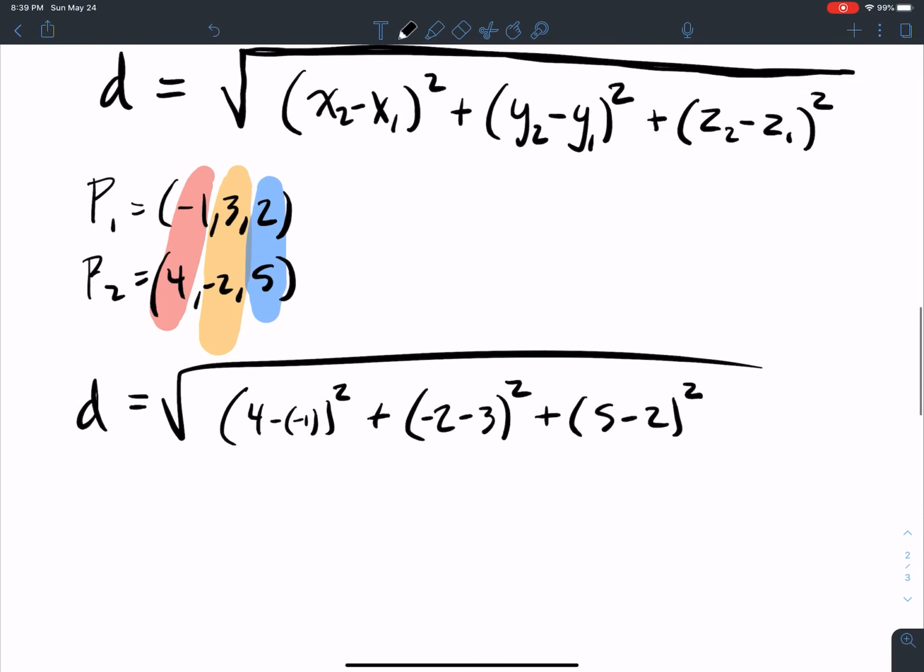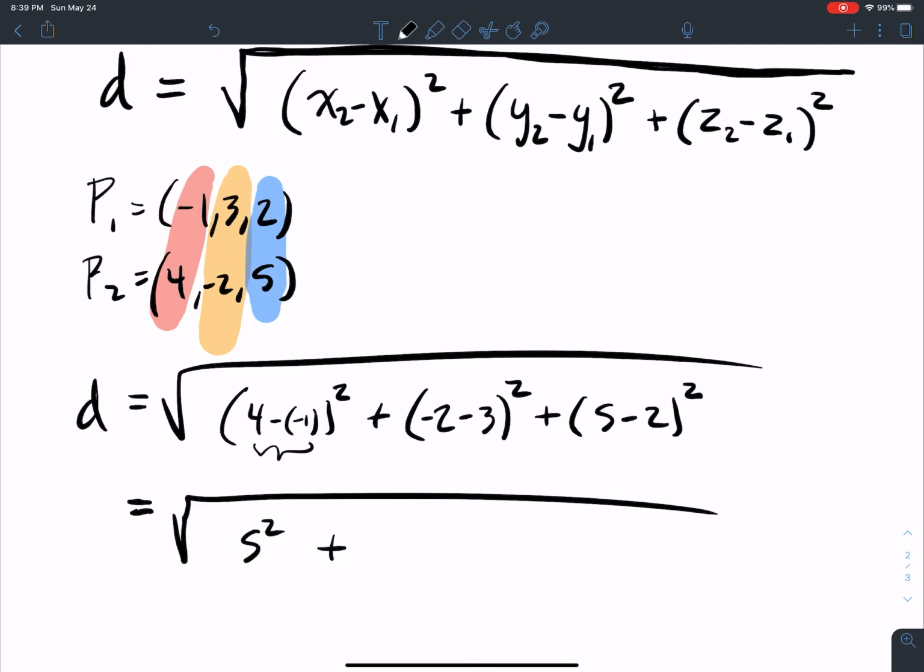Now it doesn't really even matter the order in which you subtract, because when you square it, the negatives go away. So as long as you do your x's with your x's, your y's with your y's, and your z's with your z's, you're good to go. So when I do this, I get 5 squared plus another (-5) squared, and then 3 squared.